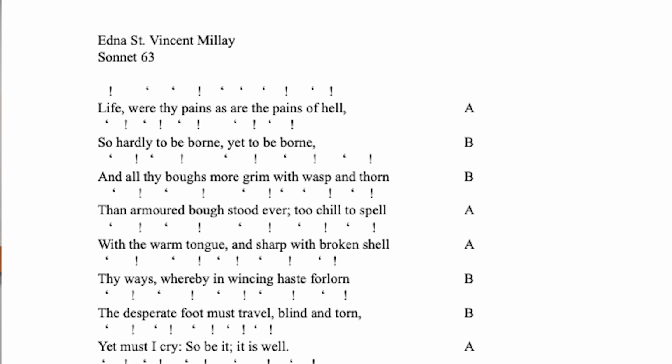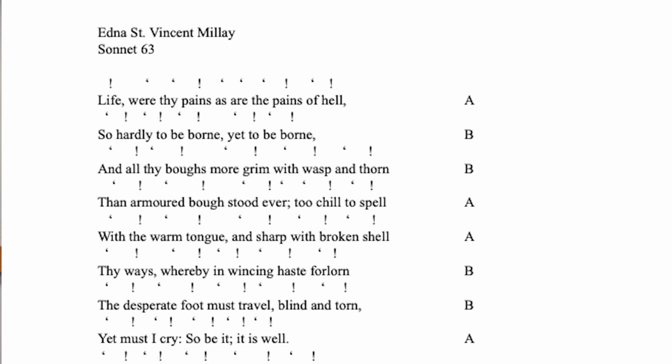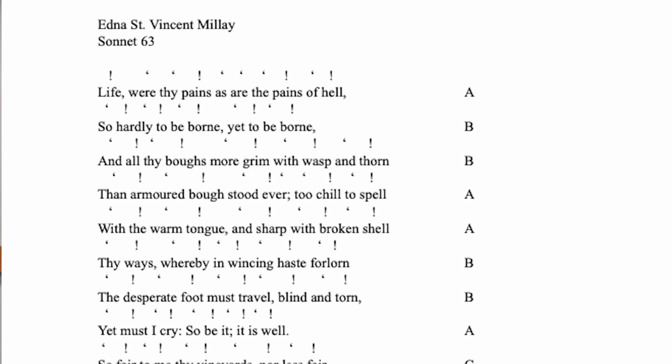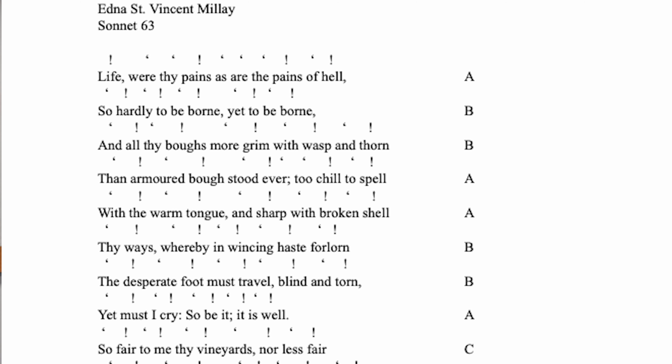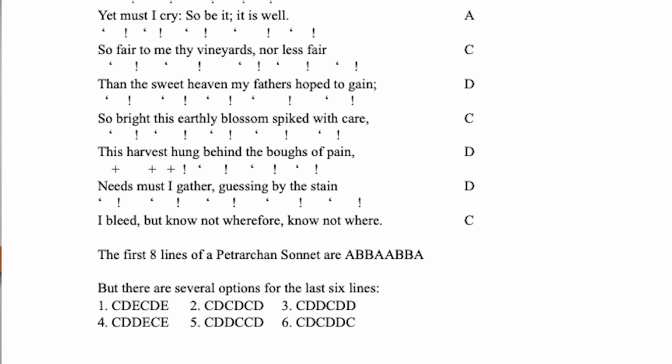So for a Petrarchan sonnet, the first 8 lines are just 2 sounds. So it's A, B, B, A, A, B, B, A. So there's 3 rhymed couplets there. And then in this particular poem, it's C, D, C, D, D, C.